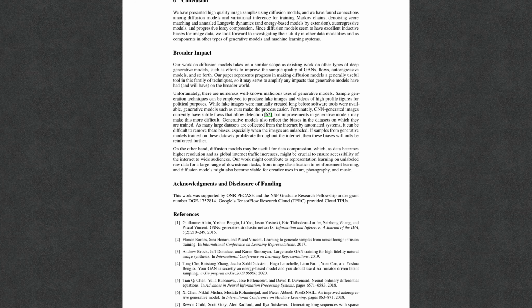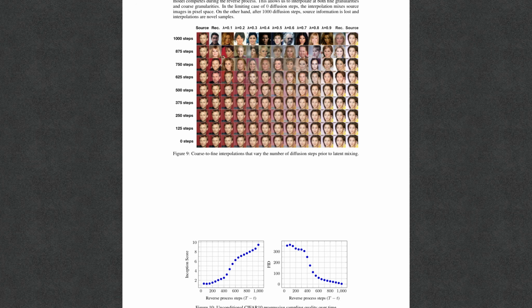And that concludes the discussion on the DDPM paper. Now let's look at some of the generated images using this type of diffusion model. This, for example, is an image of the interpolation.